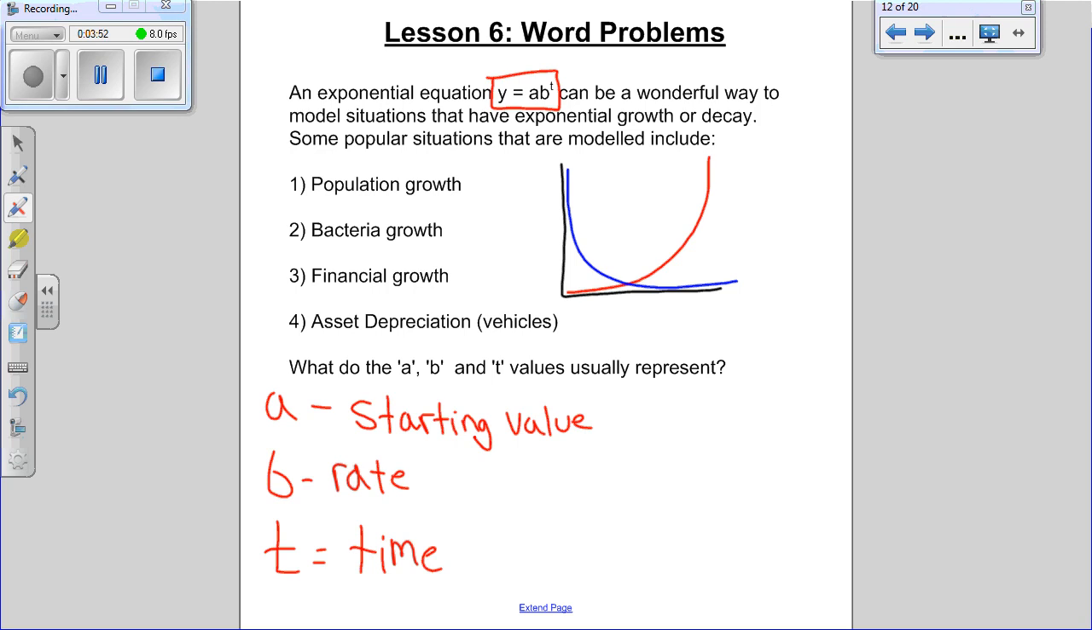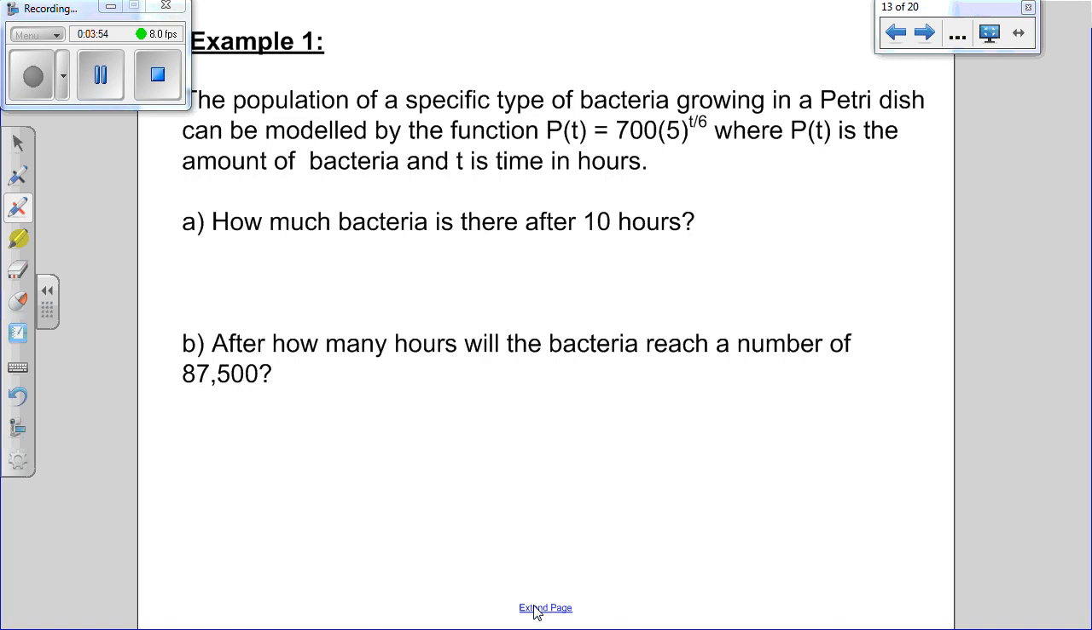Alright, let's do some questions. Example 1. The population of a specific type of bacteria growing in a petri dish, just a little circular dish, can be modeled by the function P of T equals 700 times 5 to the power of T divided by 6. Where P of T is the amount of bacteria and T is the time in hours that have passed.